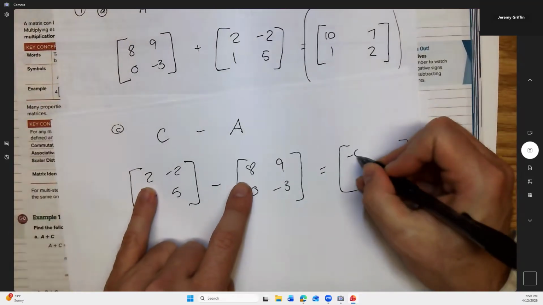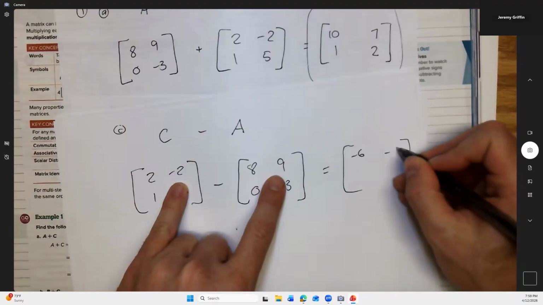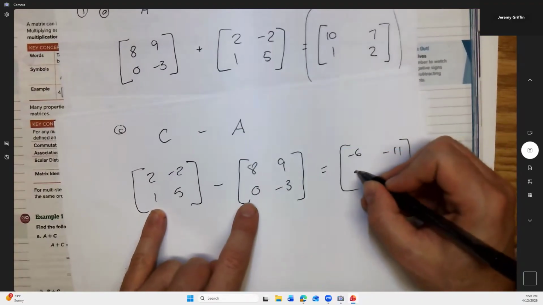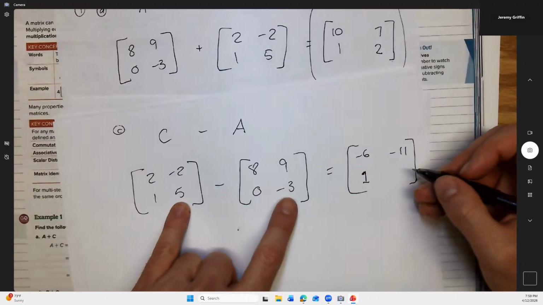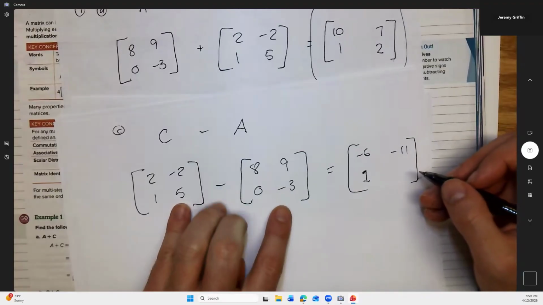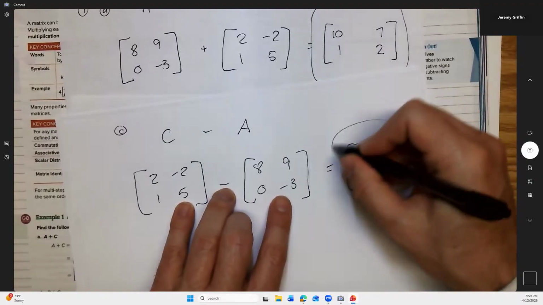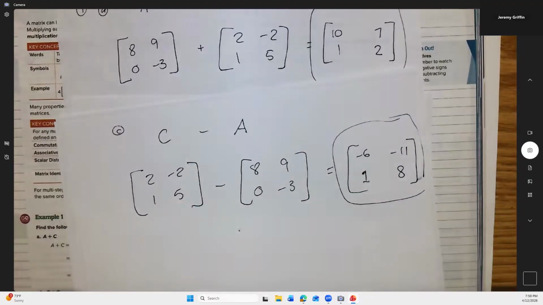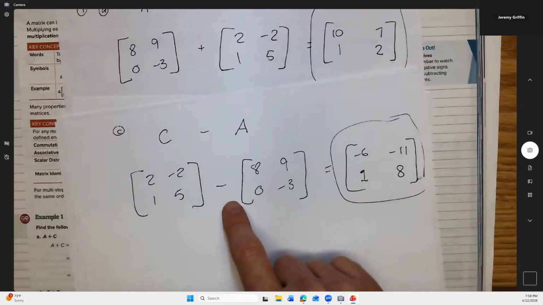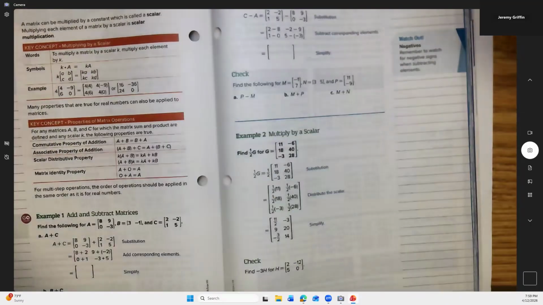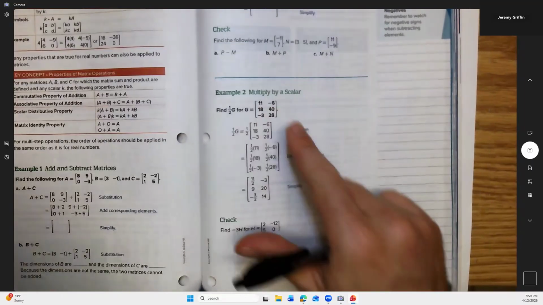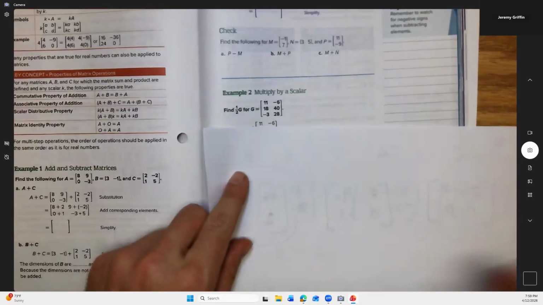2 minus 8 is -6. -2 minus 9 is -11. 1 minus 0 is 1. And 5 minus -3, isn't that 5 plus 3? It's got to be 8. So that should be the answer. And if you thought about this in terms of distributing that negative, that's a good segue to example 2, multiply by a scalar. In that case, it would have been multiplying by -1.